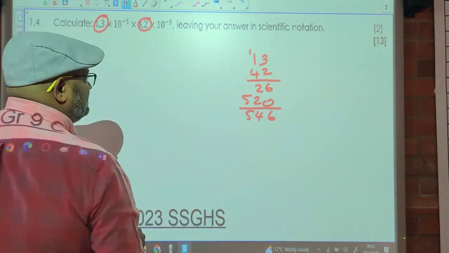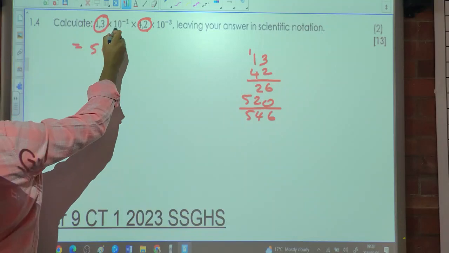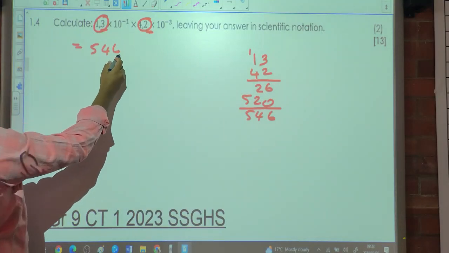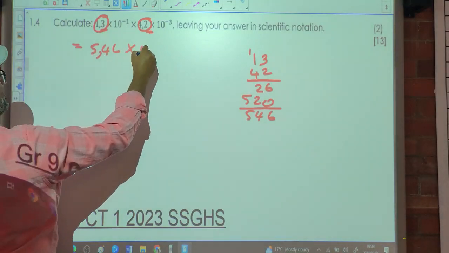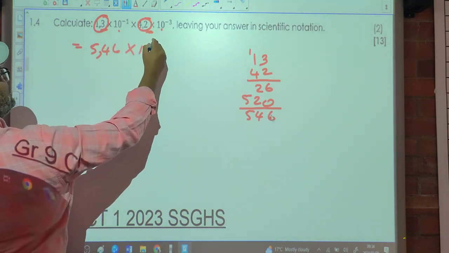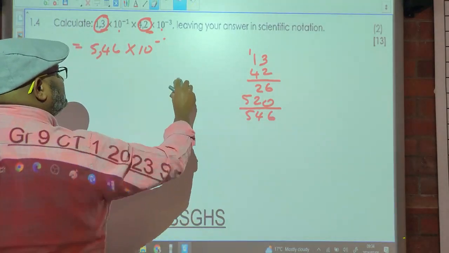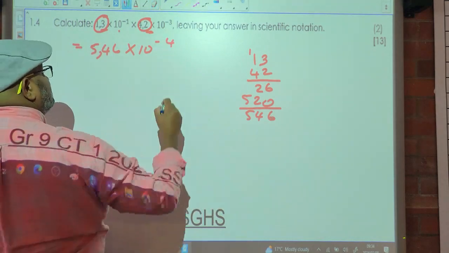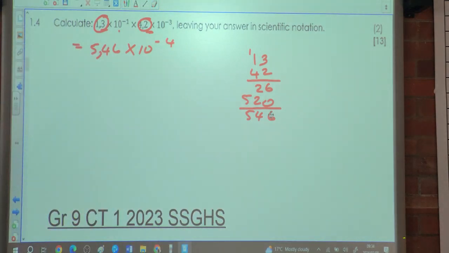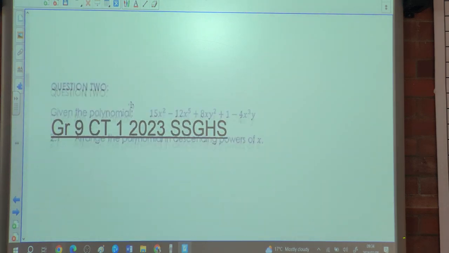So it's 546. As you can see, there are 2 digits after the comma: 1 digit here and another one here. So I must move this 2 units, so it's multiplied by 10 to the power 2. When I'm multiplying and bases are the same, you add the exponents. So negative 1 plus negative 3 is negative 4. You all agree with that? Let me know if I'm making a mistake. Yes, sir. Alright. Let's go with number 2.